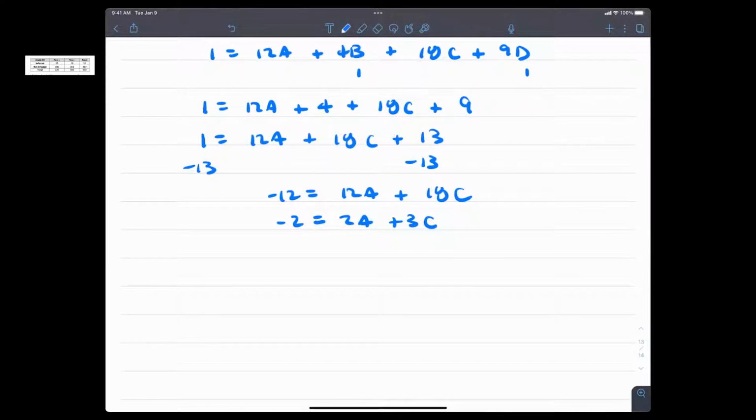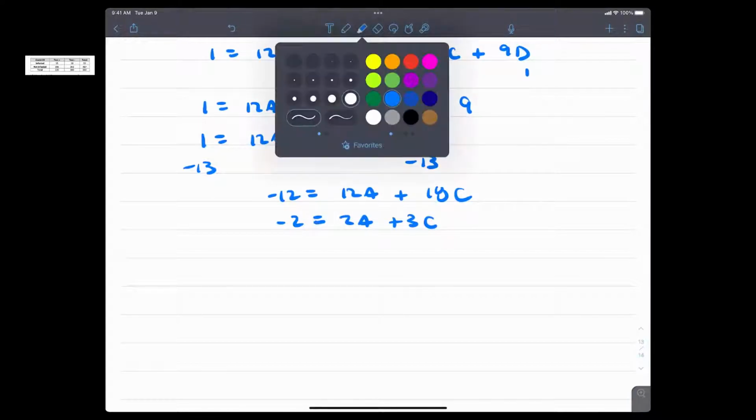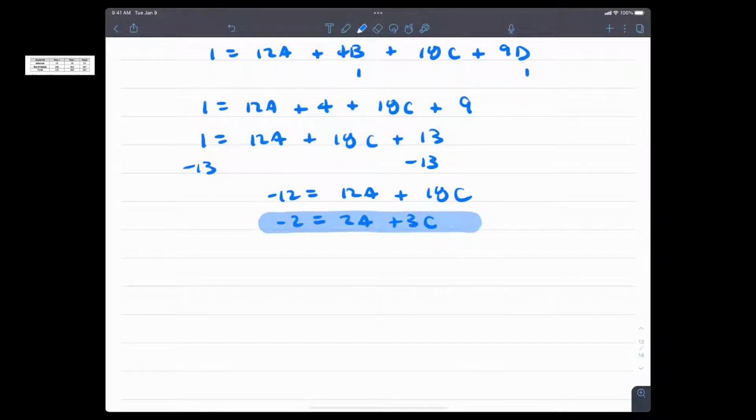But the point I want to make here is you now have really the second equation.